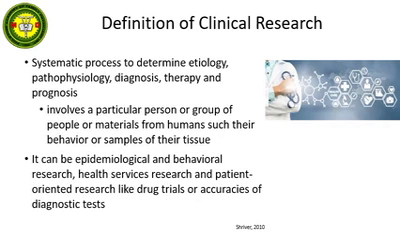This is the first slide. Definition of clinical research. Research is basically a systematic process to determine the etiology, pathophysiology, diagnosis, therapy, and prognosis of a particular disease. It usually involves a study of a particular person or a group of persons, or materials from humans, such as their tissues. And the design can be epidemiological. It can also be behavioral research or health services research.